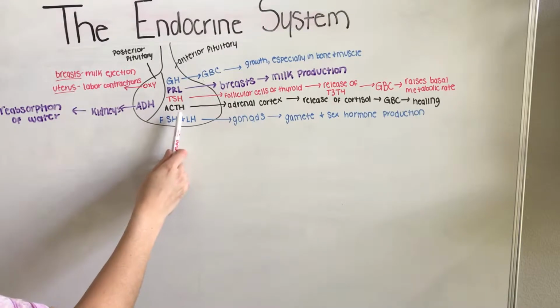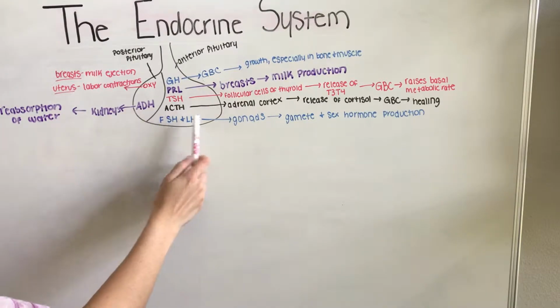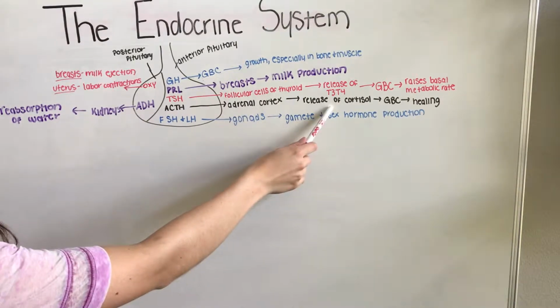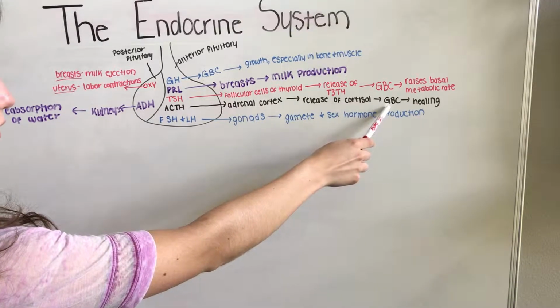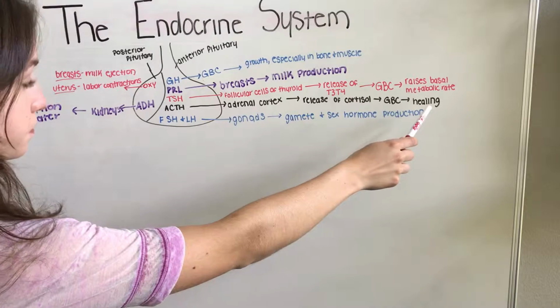ACTH, or adrenocorticotropic hormone, targets the adrenal cortex and causes the release of cortisol. Cortisol then targets the general body cells and causes healing.